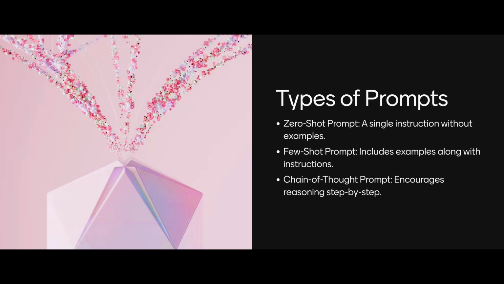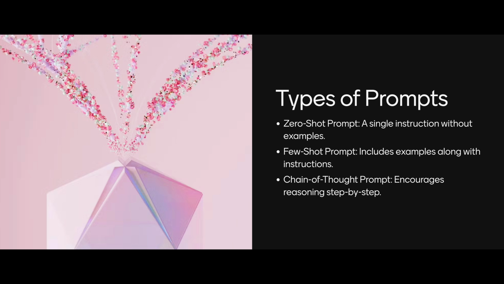Next, types of prompt. There are three types of prompt: zero shot prompt, few shot prompt, and chain of thought prompt. Zero shot prompt is a single instruction without any example, like classifying the sentiment of this review, whether the product is amazing or not.